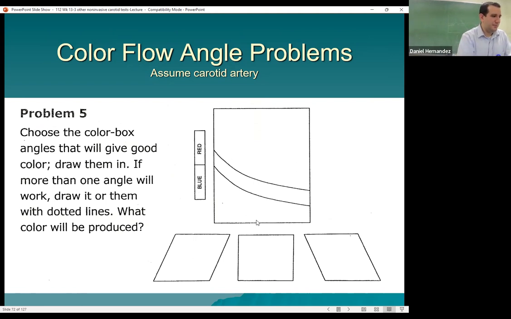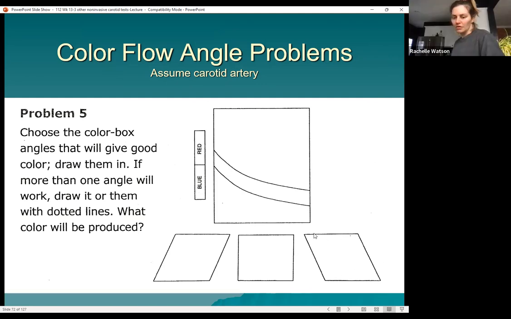Let's see, I like a straight box. That would work. So we're assuming again this is a carotid artery, so blood flow is coming this way. So I would have red in that box. You could do a straight box, it would work, but this one would be better.